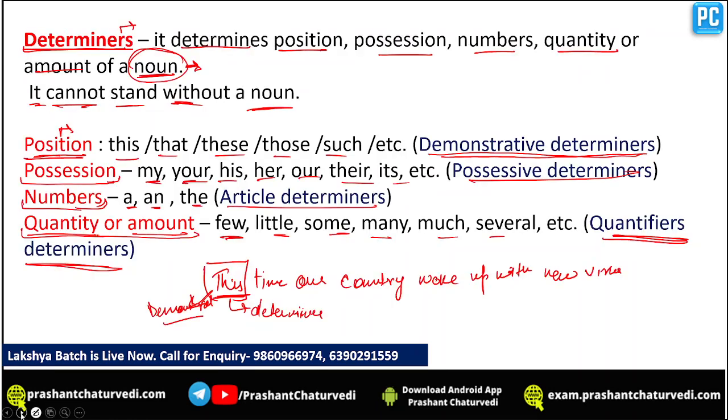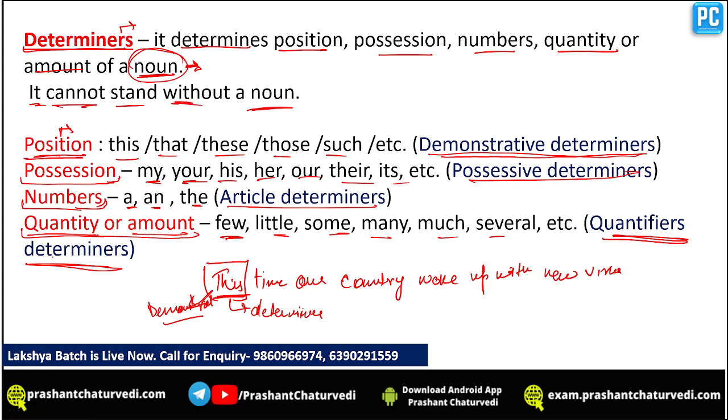These are our interjections. And the next one is determiners. A determiner is a word which can only be used before a noun or a pronoun, and it determines the position, possession, numbers, quantity or amount of a noun. Clear? And it cannot stand without a noun in any case. It cannot be used before a pronoun. It cannot be used before an adjective. It cannot be used before an adverb, conjunction, preposition, or any other part of speech.